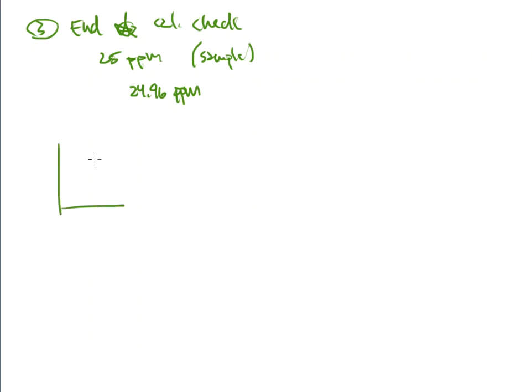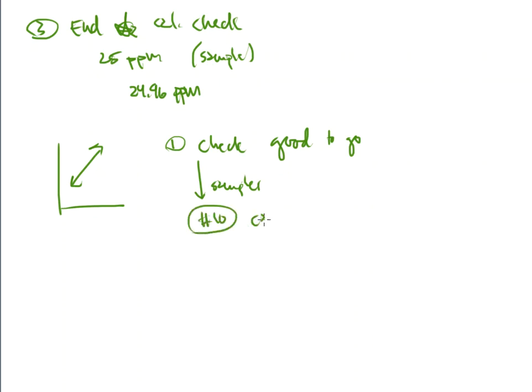All right, well, if I do a cal curve, the purpose of the initial is just to check to make sure everything is good to go. And then I run samples, right? And the method said that after number 10, you want to do another cal check.